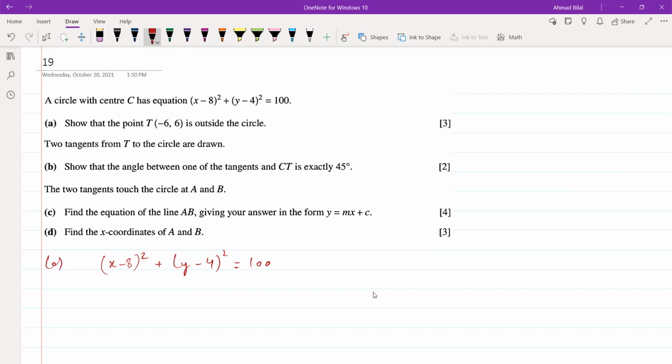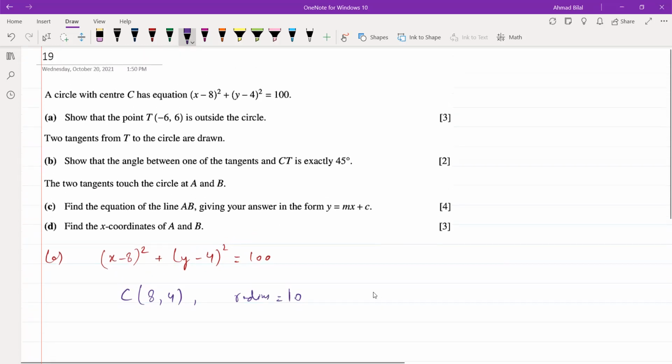Okay, so that's one way of thinking about this. That's very good. So we have the center of the circle, which is (8, 4). We have the radius of the circle, that is 10. These two things we have. We have to show that the point P is outside the circle.